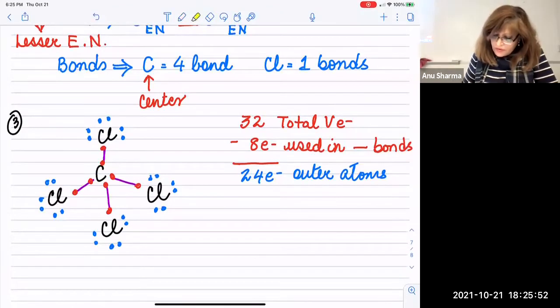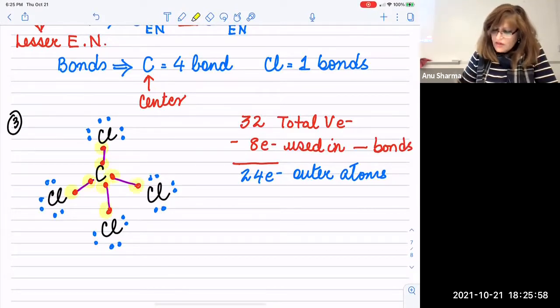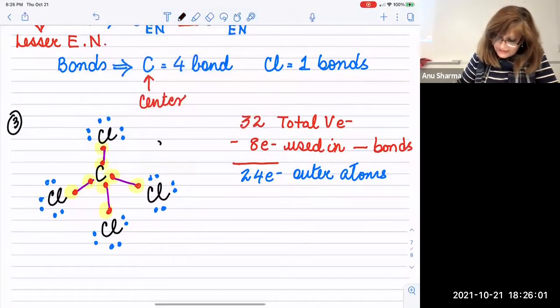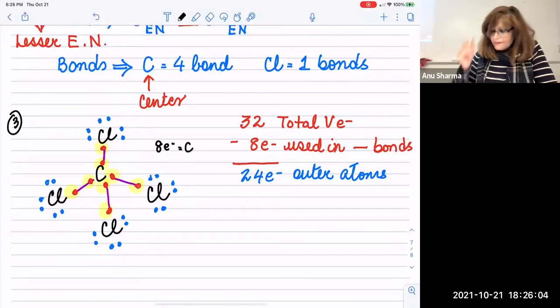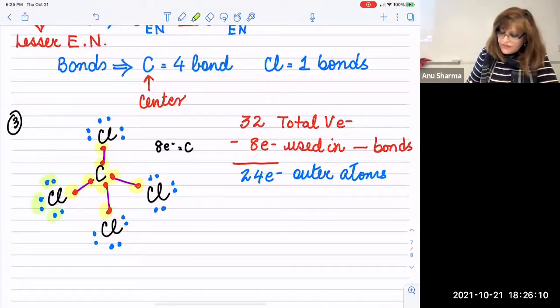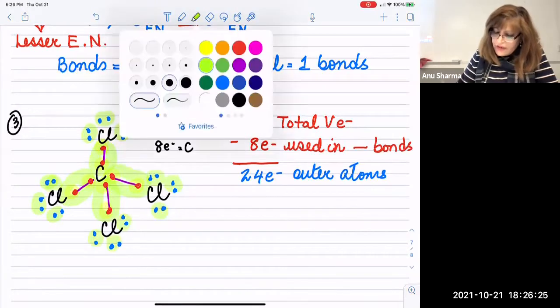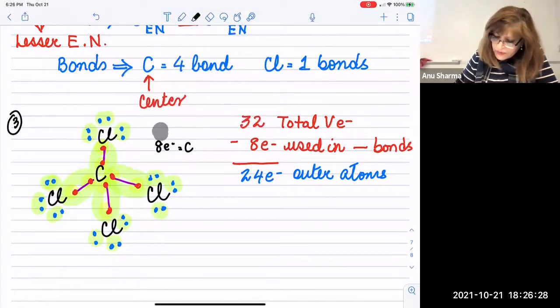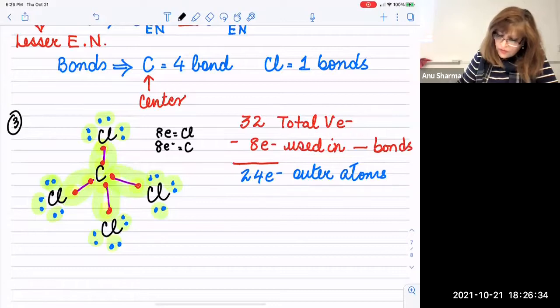Look at the carbons: 1, 2, 3, 4, 5, 6, 7, 8. So carbon has its octet met. And each of the chlorines: 1, 2, 3, 4, 5, 6, and then 7, 8. These are also shared. Each of these two are shared, and chlorine has these 6. So every atom has its octet met. So this is where you just stop, with 8 electrons on the chlorines also.